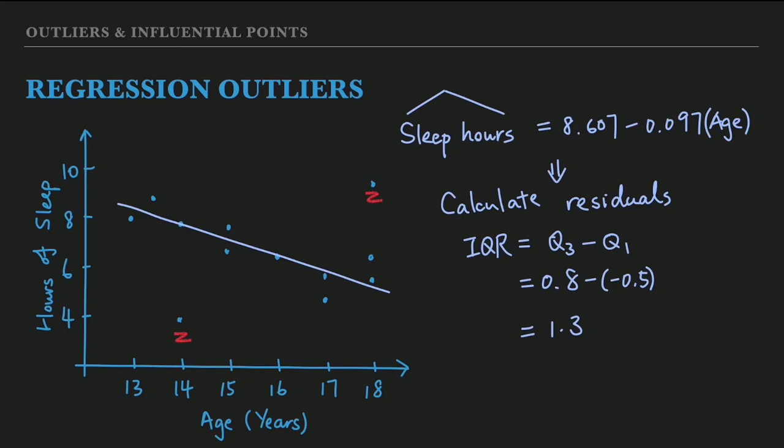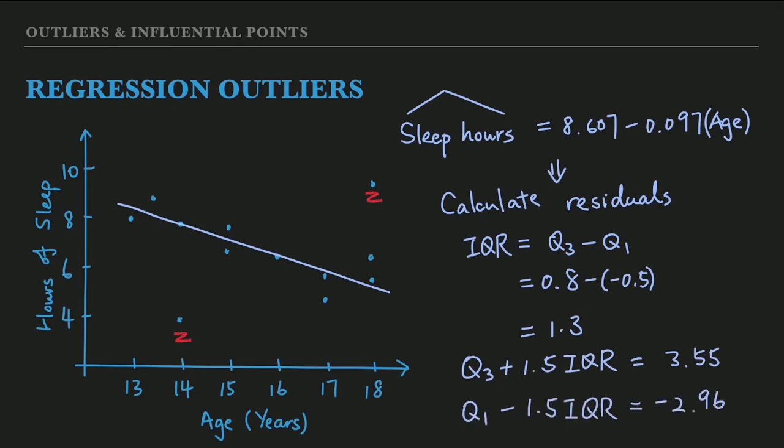Using this information, we use the formula for outliers and find out that any point with a residual larger than 3.55 or less than negative 2.96 is an outlier. Now we go back to the two potential outliers.